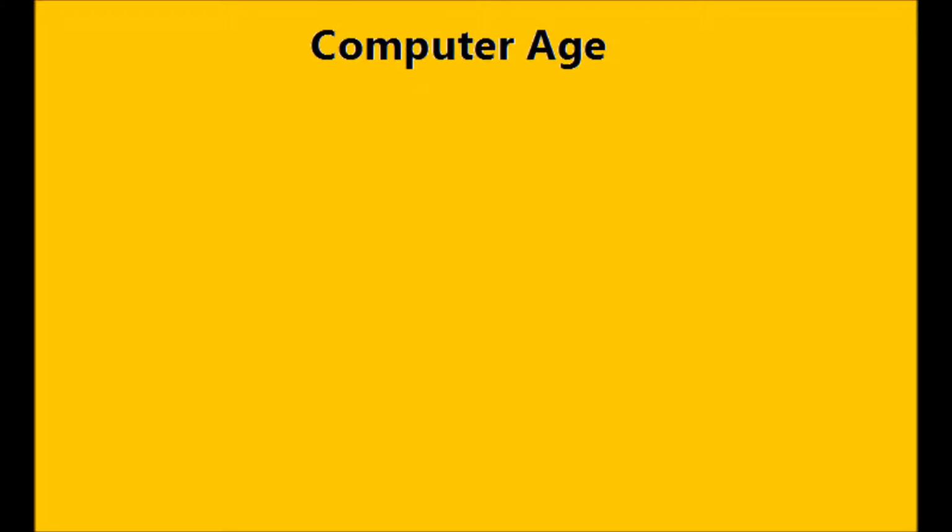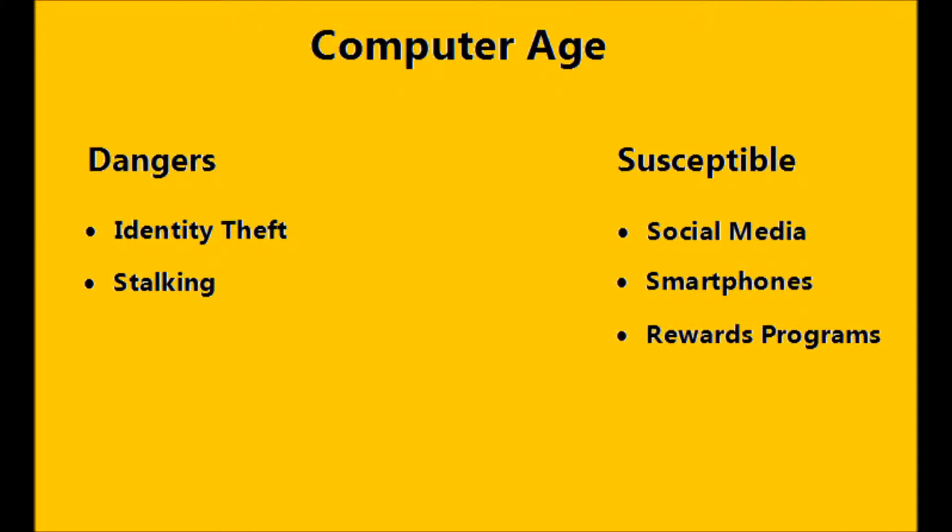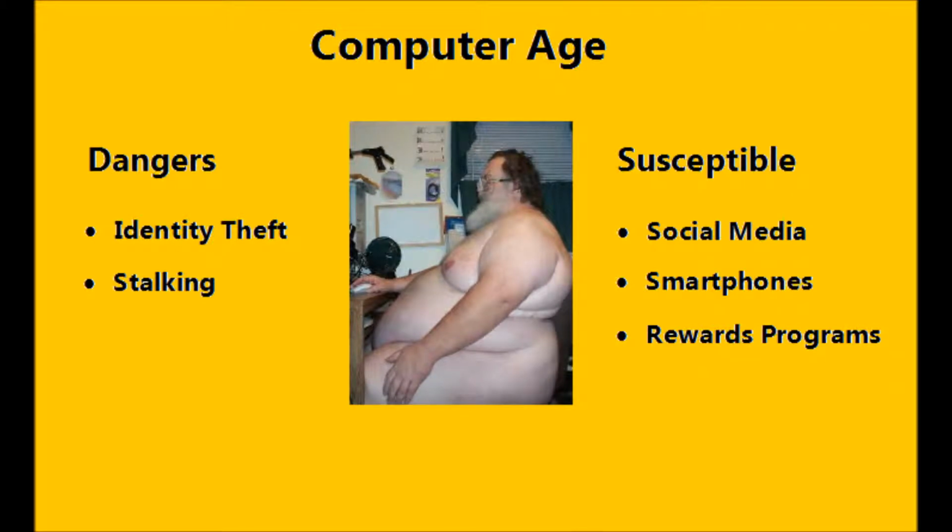In today's video, we will be talking about the computer age and its associated dangers, such as identity theft and stalking. The people susceptible are people who use social media, smartphones, and rewards programs. And to be clear, this is not a video about avoiding this guy on the internet.